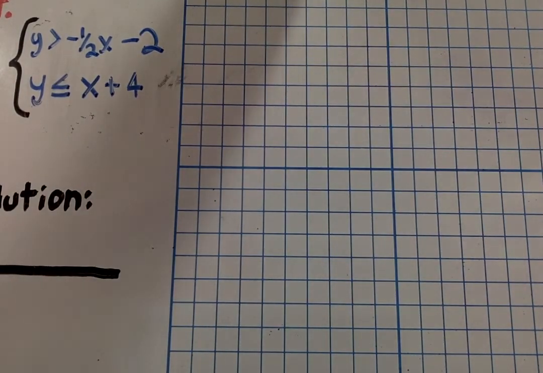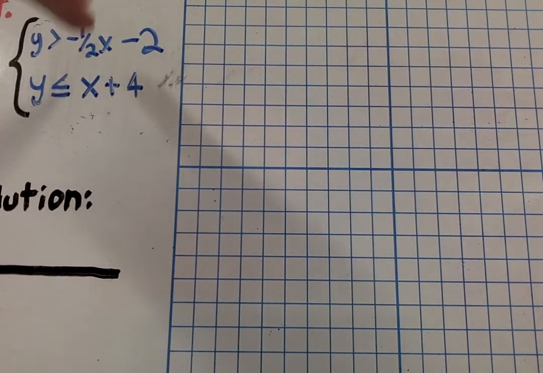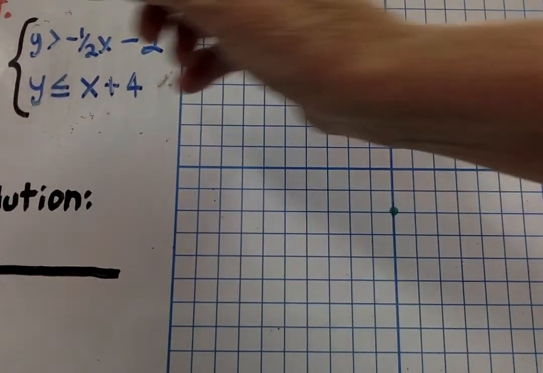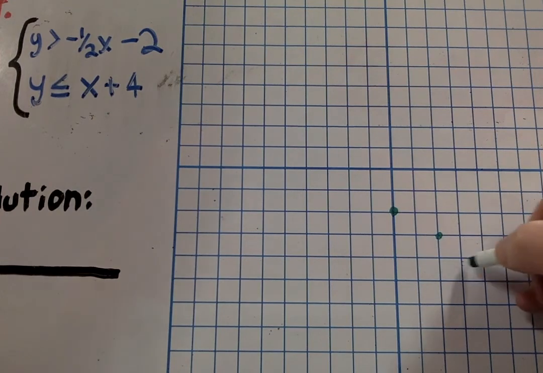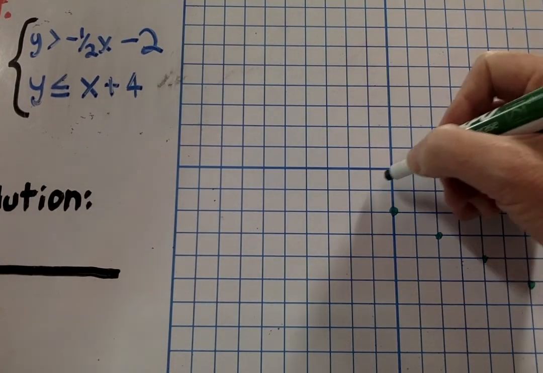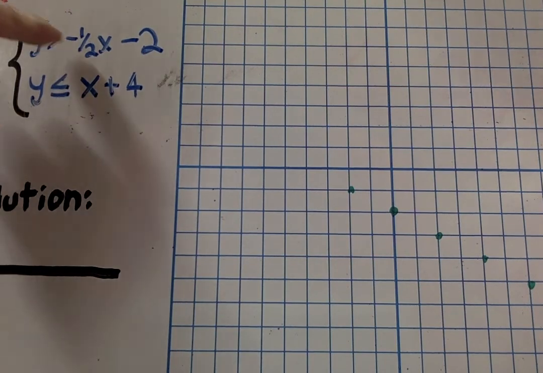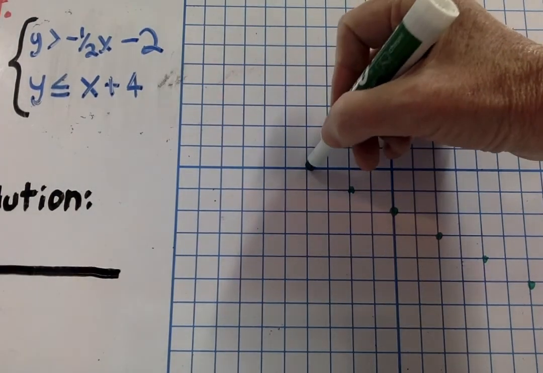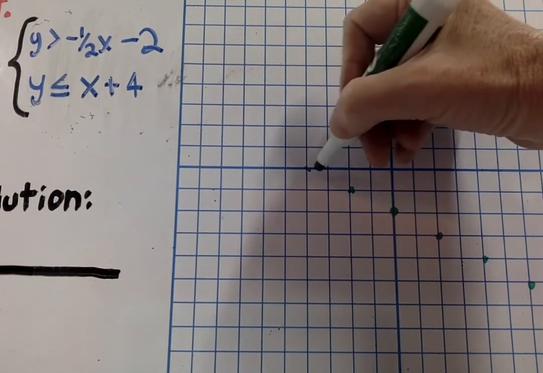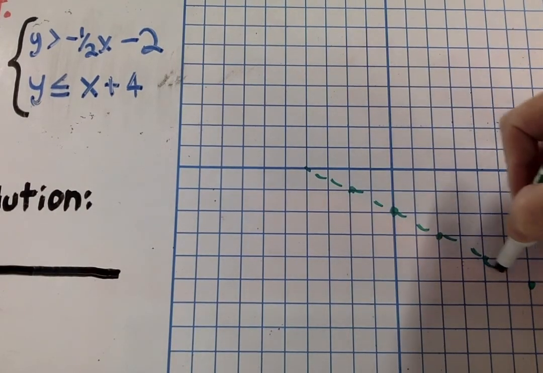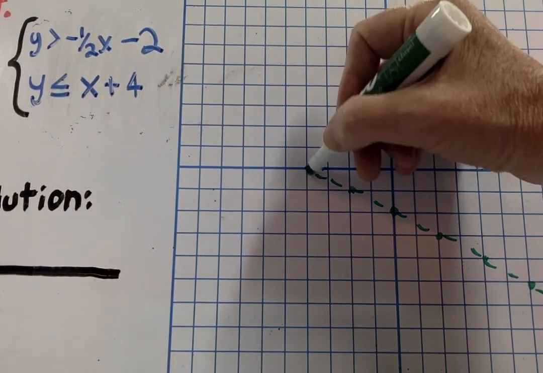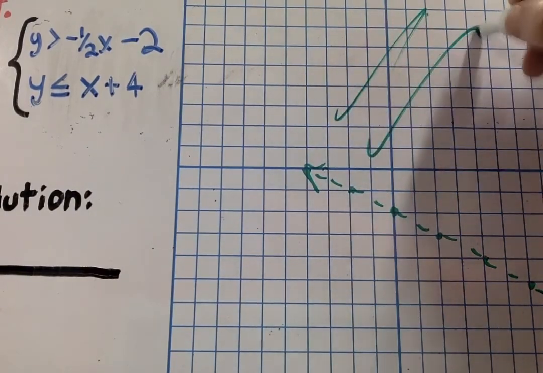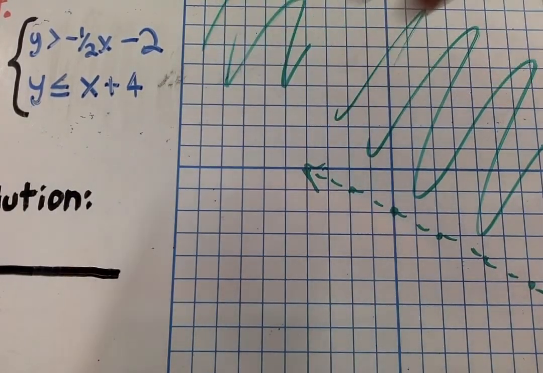Okay, so y is greater than -1/2 x minus 2. So we start at -2. We go down 1 because it's negative over 2. Now, since it's an inequality and there's no or equal to sign, it's got to be a dotted line. So, make a dotted line, and then I put arrows at the end, and it's going to be greater than. So it's going to be all above there.